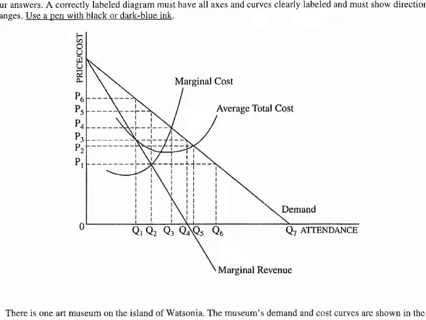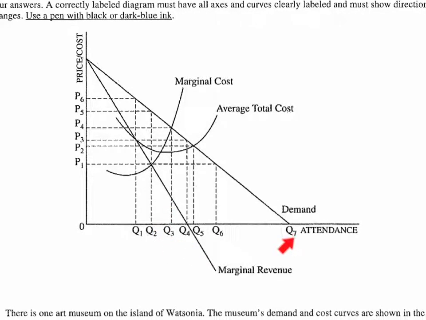The very last part of the question, assume that the government decides that the museum should charge no admission. So they're going to make it free. If they make it free, the price is going to be 0. If the price is 0, the quantity demanded is Q7. So we know the museum's attendance would be Q7 under that circumstance. Is this allocatively efficient? We know it's not, because the quantity that maximized consumer and producer surplus was Q3. So Q3 is a long way away from Q7.